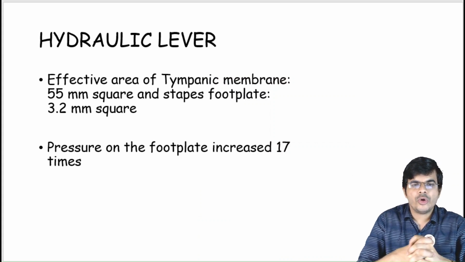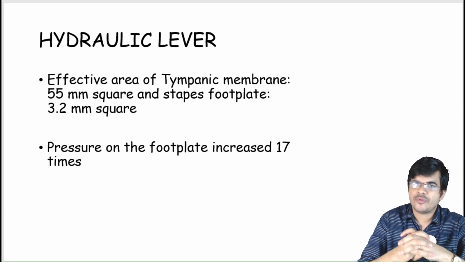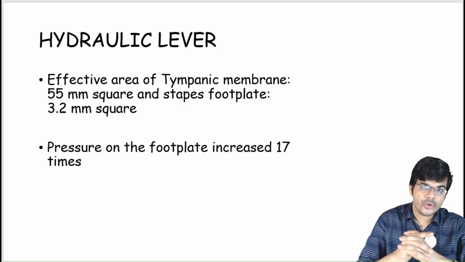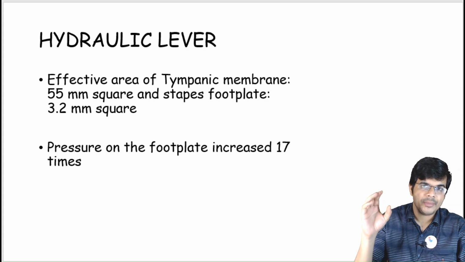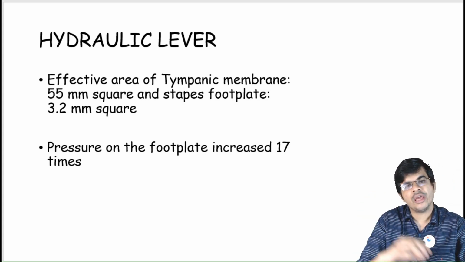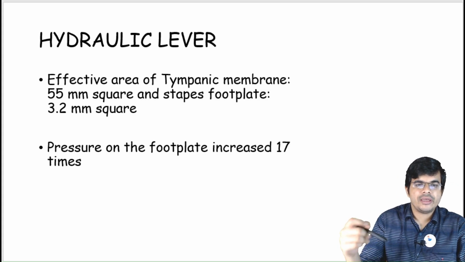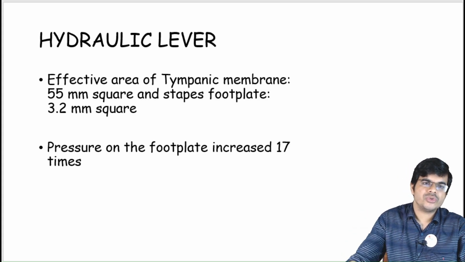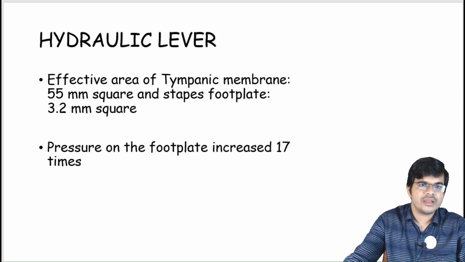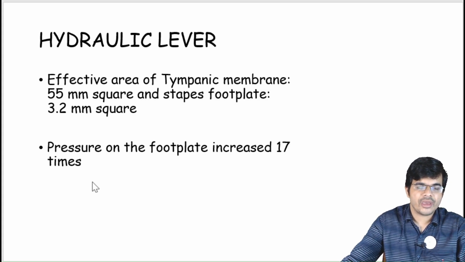Okay, you all know that the effective area of the tympanic membrane is 55 millimeter square. I already told you the actual vibratory area is 90 millimeter square, but the effective vibratory area is only 55 millimeter square, and the foot plate is 3.2 millimeter square. So such a large difference is occurring in the vibratory area.